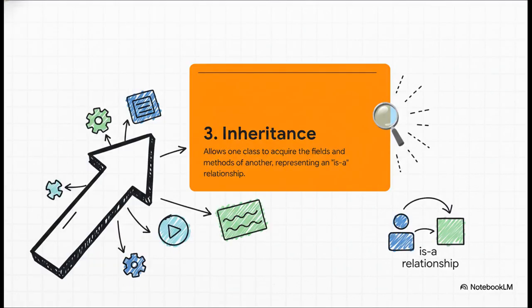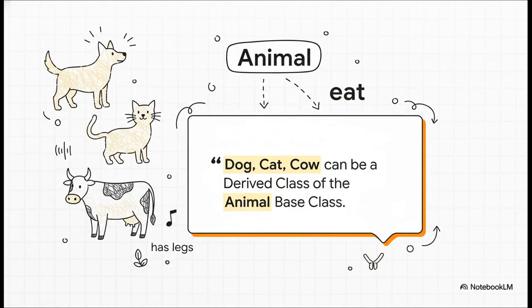Next up, we've got a principle that is a real game changer for efficiency: inheritance. This is a mechanism that lets you build a new class on top of an existing one, and it automatically gets all the properties and methods of the parent. It creates what we call an IS-A relationship. This is just a perfect, simple example.